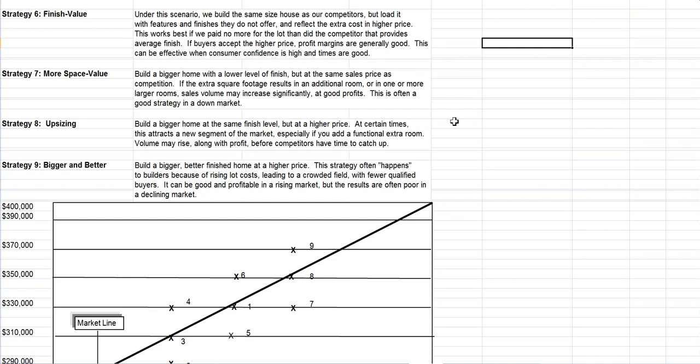Probably the best strategy in a down market, again, is that more space value. Got to be very, very careful though. You don't pull out too many finishes, because identifying the psychographic profile of your target market, there are minimum things that they're going to have in their home. Otherwise, they're going to say, nope, won't do it. It's too close to what I have right now. I'll look for something else.